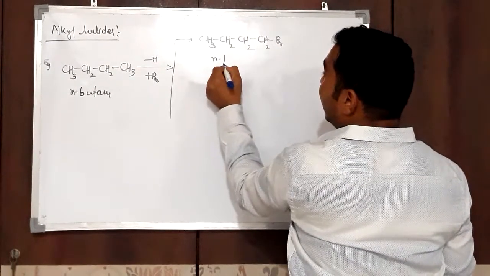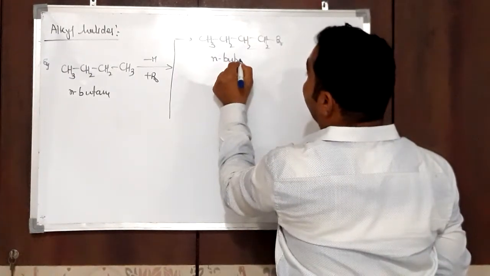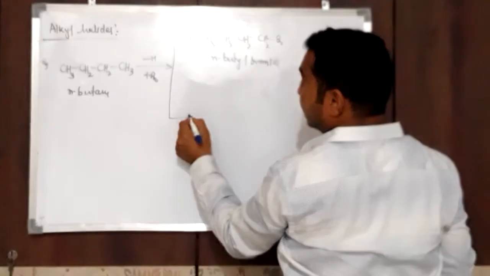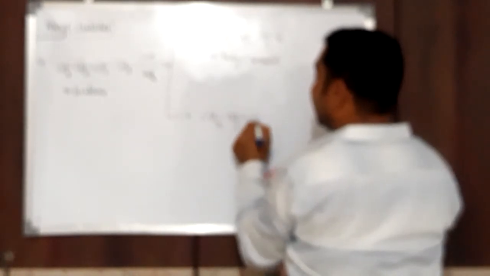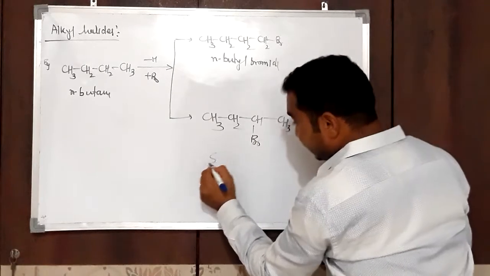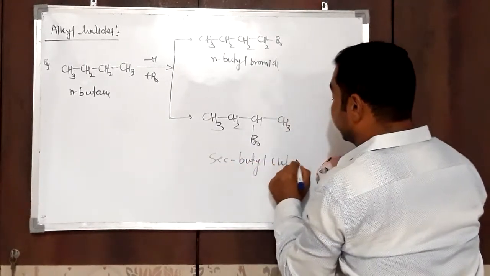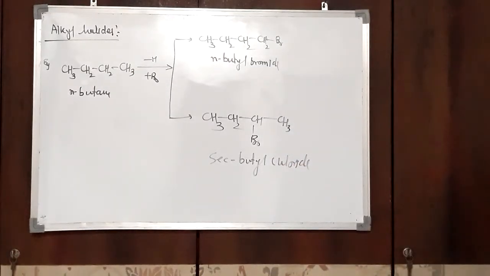Its name is N-butyl bromide. Second one, CH3 CH2 CHBr CH3, that is secondary butyl chloride. Okay, this is secondary butyl chloride.